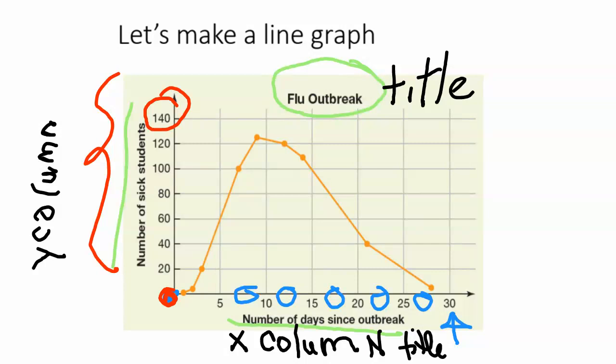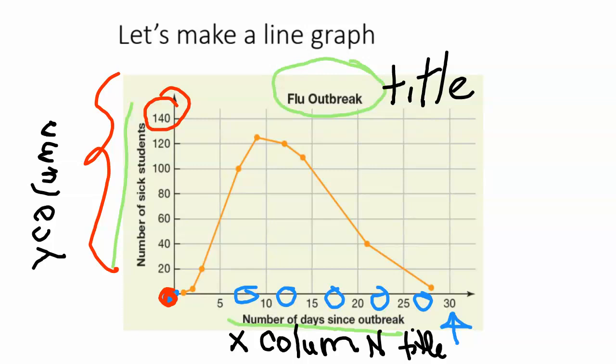My highest number was 125, but I want to go higher than 125. Now, if I used 130, it would be very hard to equally break up numbers between 0 and 130. But when I go an even number, 140, it's easy to break them up in 20s. This is a decision you're going to have to come up with.